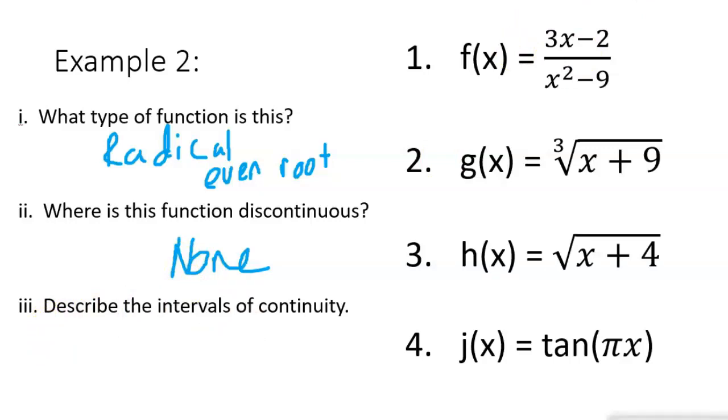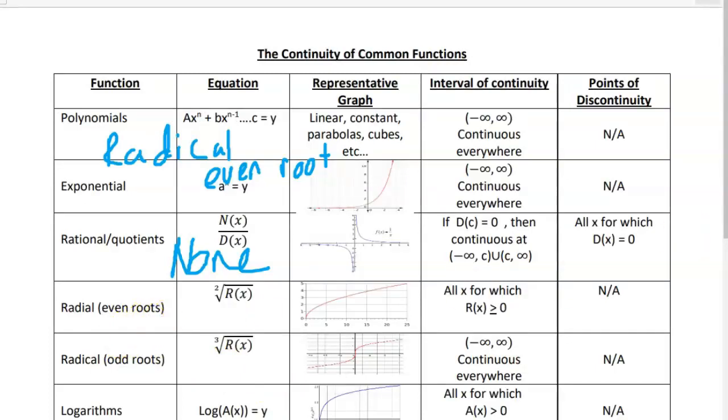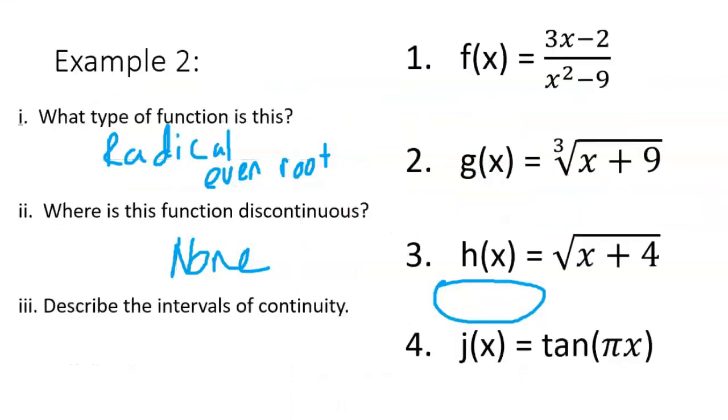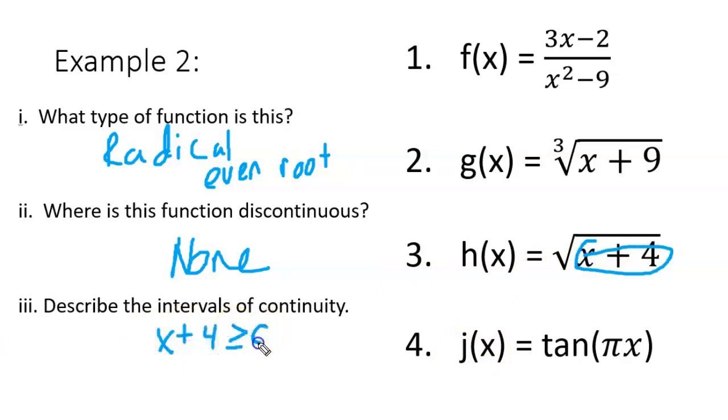As you can see, let me bring it up again. Radical functions only exist for all x for which r of x is greater than or equal to 0, and r of x represents whatever is underneath the radical. So to find out where it's continuous, we take the radicand and say the radicand has to be greater than or equal to 0, and then I solve for x. So this function is continuous for all x greater than or equal to -4. Anything less than -4, the function doesn't even exist anymore.